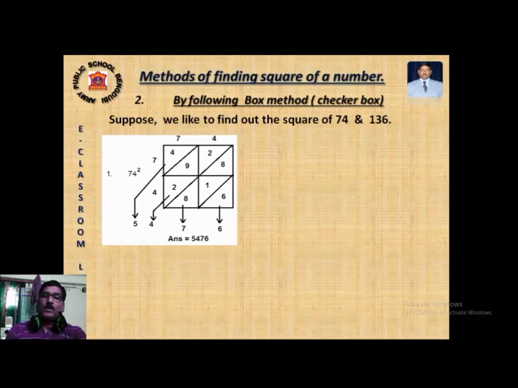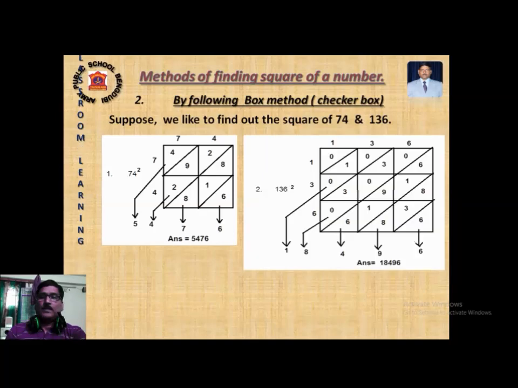Let's see what happens if 3 digits are there. Similarly, in the case of 3 digits, again we have to draw a big square box and divide it into 3 equal parts vertically and horizontally. Then how many small squares have I got? 3 times 3 is 9. So now we have to draw the diagonal of each box. Now write down 1 3 6 before each box, 1 3 6 and 1 3 6.